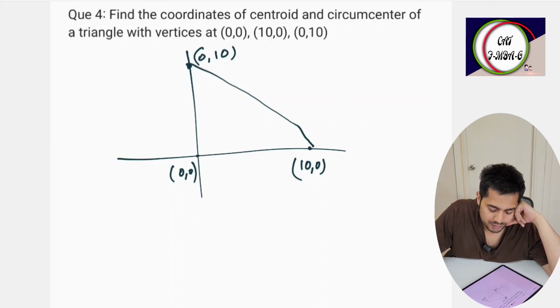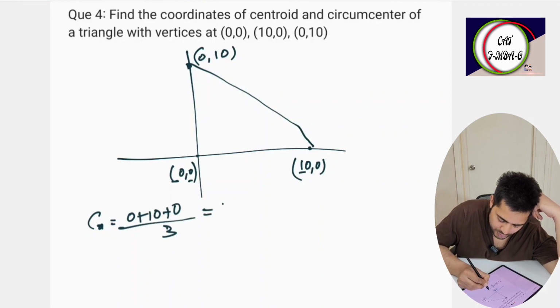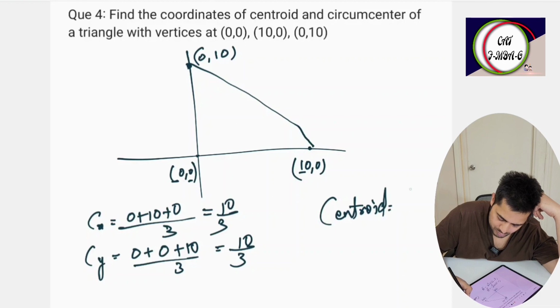For a right angle triangle, the centroid is going to be in the middle. For finding the centroid, Cx is equal to (x1 plus x2 plus x3) by 3, so (0 plus 10 plus 0) by 3 is equal to 10 by 3. Cy is equal to (y1 plus y2 plus y3) by 3 is equal to 10 by 3. So for the centroid, the coordinates will be (10 by 3, 10 by 3).